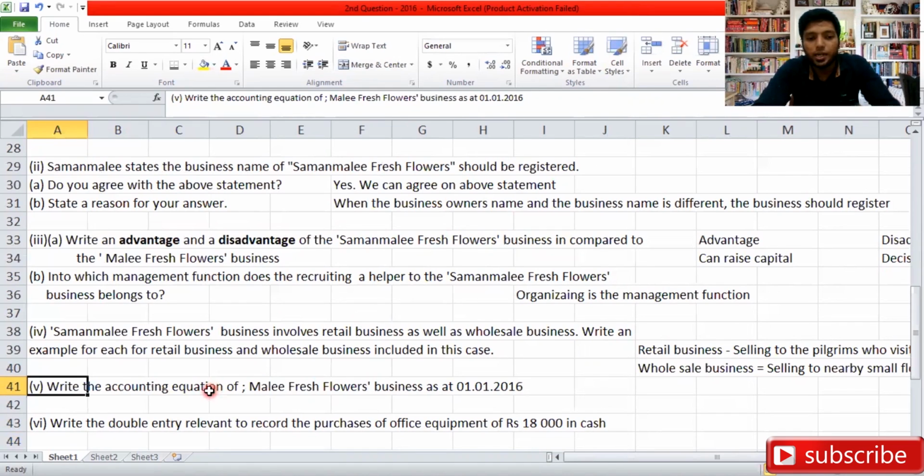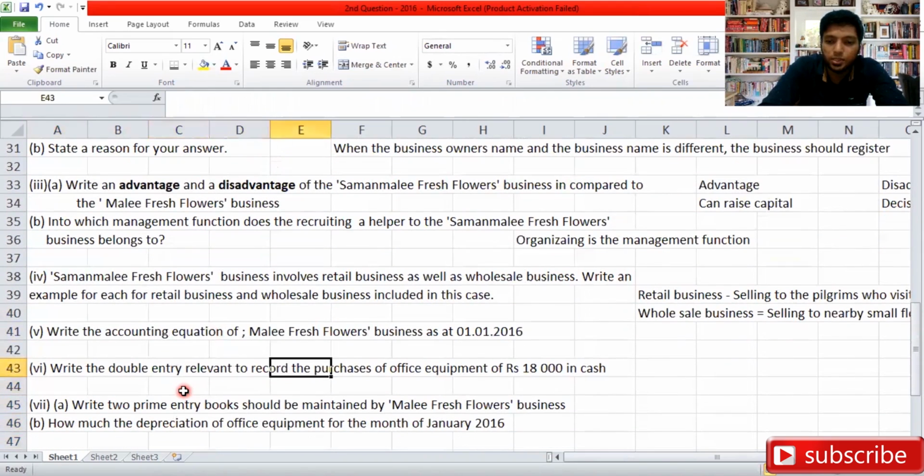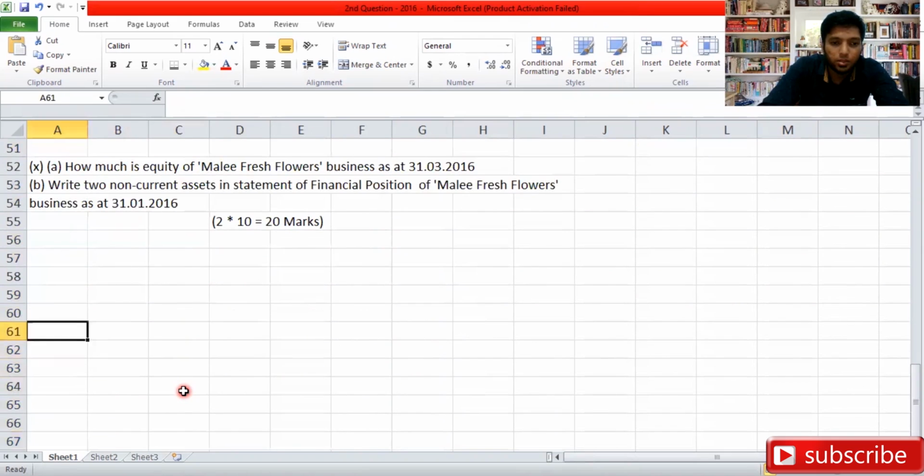Then we move on. Write the accounting equation of Marley Fresh Flowers business as at 1st 2016. So now this is accounting. From the fifth question onward, I'll do it down because I need some space to do, guys. So I'll write here assets is equal to capital plus liability. This is the equation, guys.